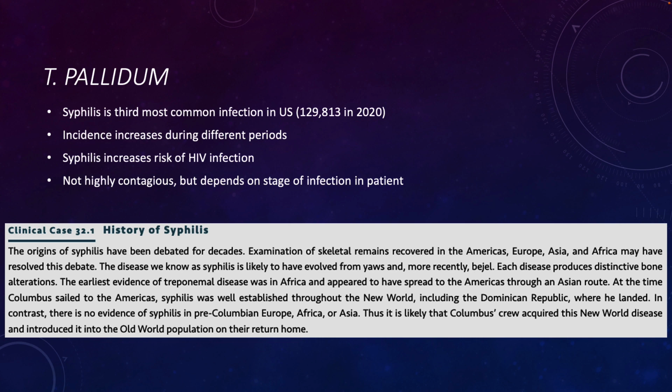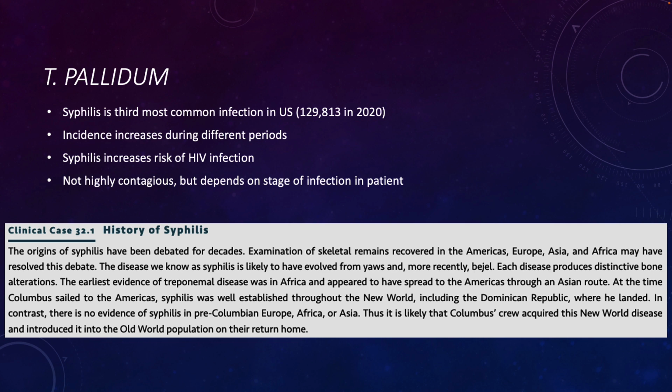The earliest evidence of treponemal disease was in Africa and appeared to have spread to the Americas through an Asian route. At the time Columbus sailed to the Americas, syphilis was well established in the New World, including the Dominican Republic, where he landed. In contrast, there is no evidence of syphilis in pre-Columbian Europe, Africa, or Asia. Thus, it is likely Columbus's crew acquired this New World disease and introduced it to the Old World population on their return home.